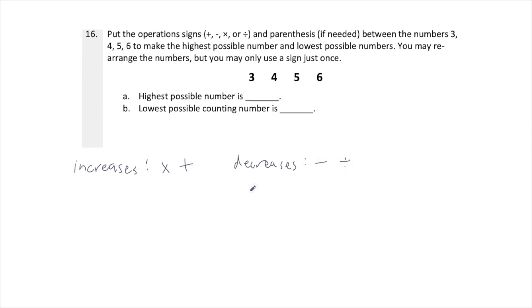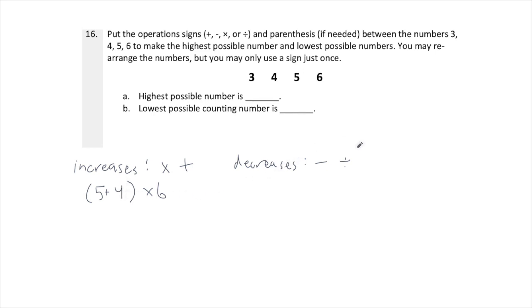So when we are trying to get the highest possible number, we want to use the multiplication sign, the addition sign, and one of these signs. Since multiplication increases the number by the most, we want to use it with our biggest number, which is 6. So we'd have some number here times 6. Now we want to use the addition sign, which is the only other sign that would increase our number. So we would use it with the next two largest numbers, which are 5 and 4.